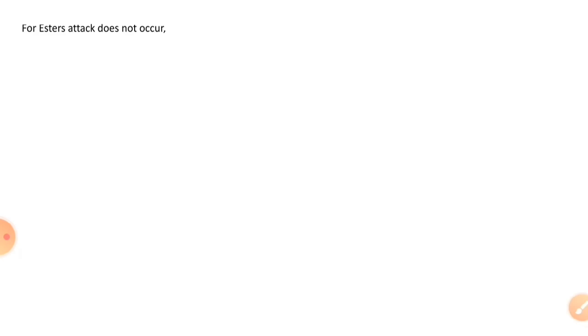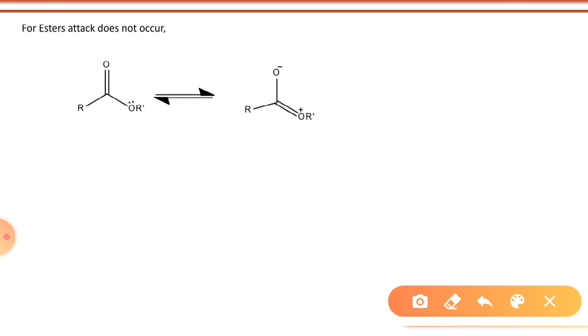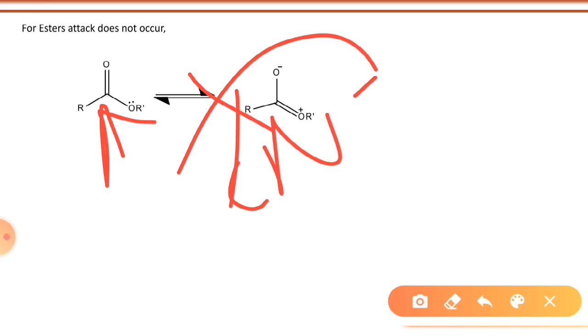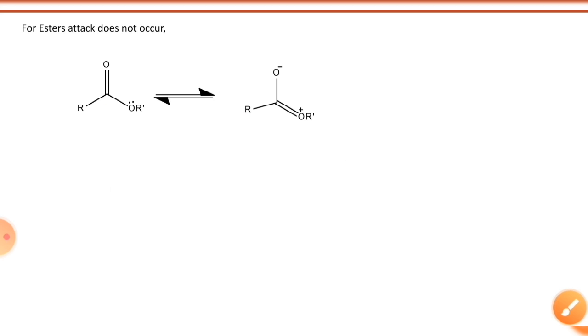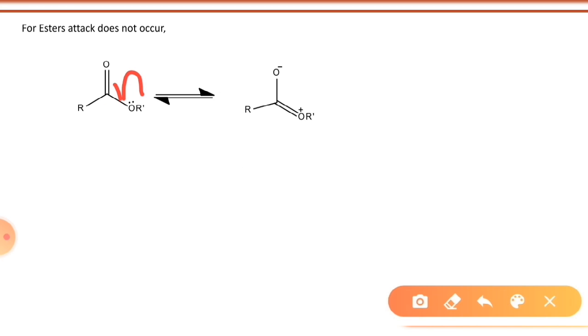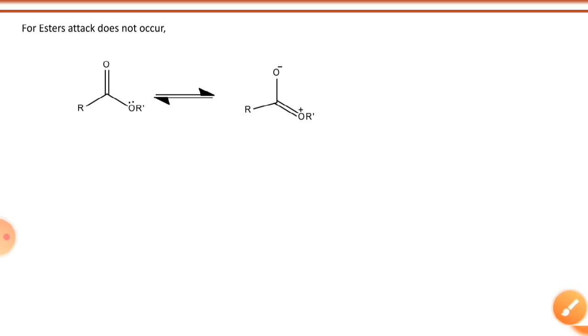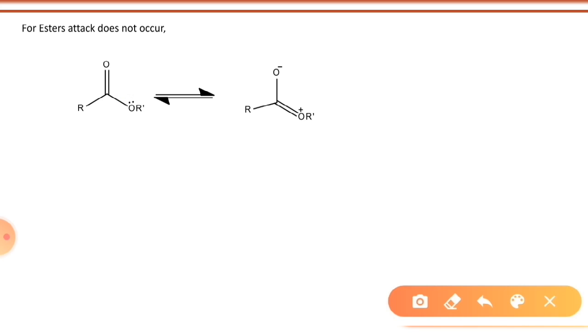Now what will happen with an ester as the substrate? In this case nothing will happen. Cyanide will not attack that carbonyl carbon. This is because the OR group present in the ester has a lone pair on oxygen that goes into resonance, and because of that resonating effect or plus R effect of the OR group, the electrophilicity of that carbonyl carbon decreases.